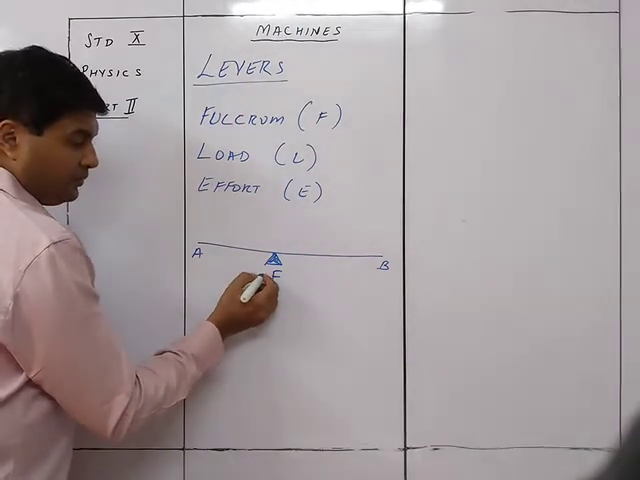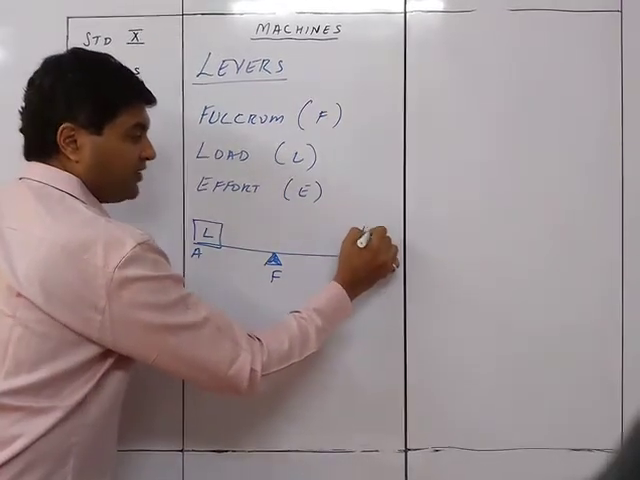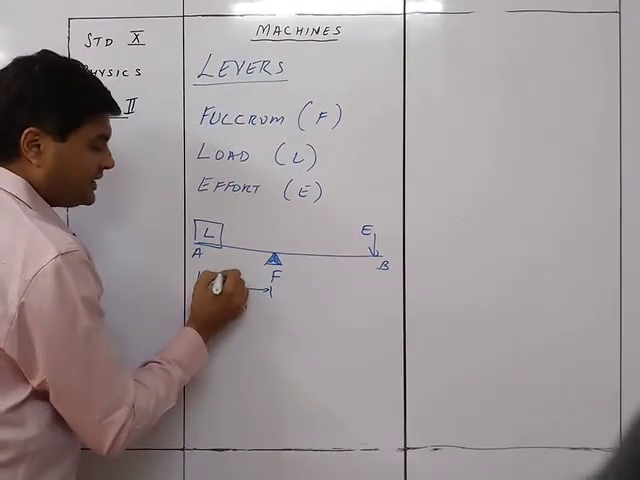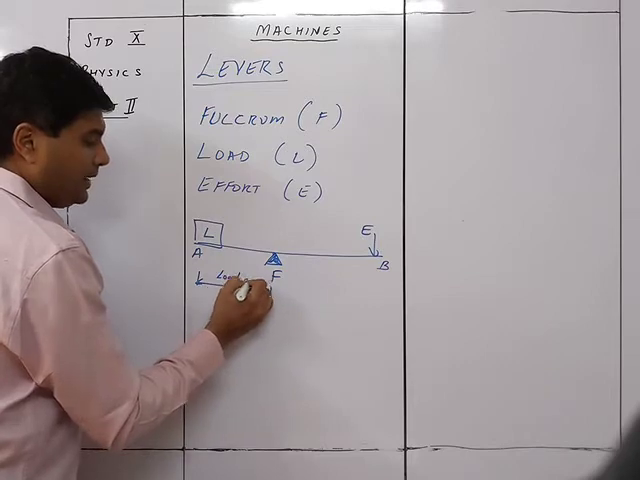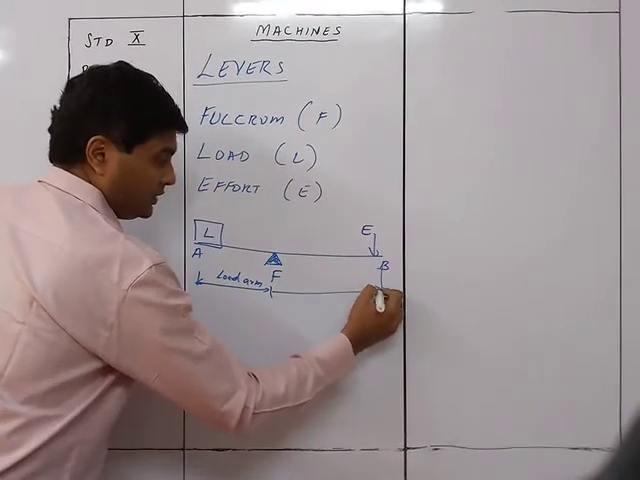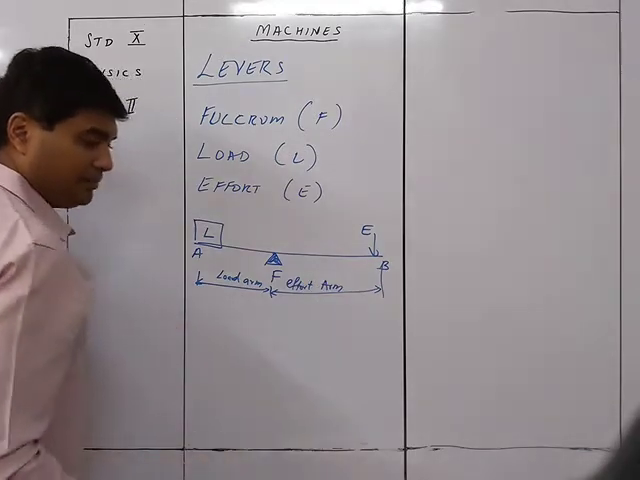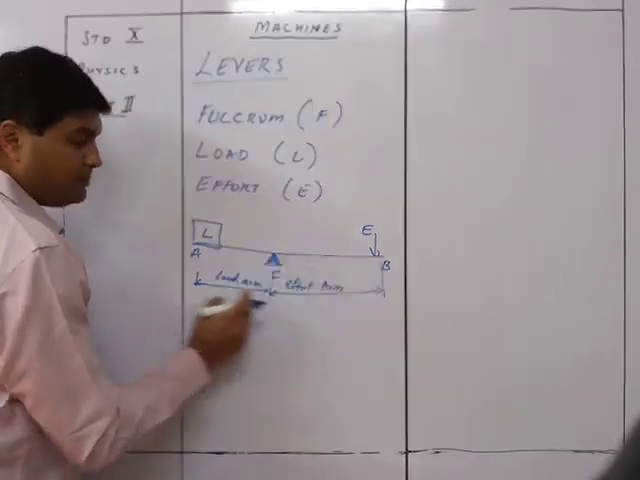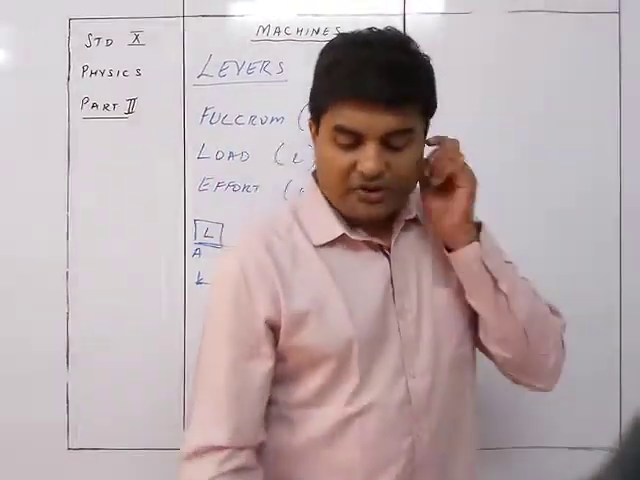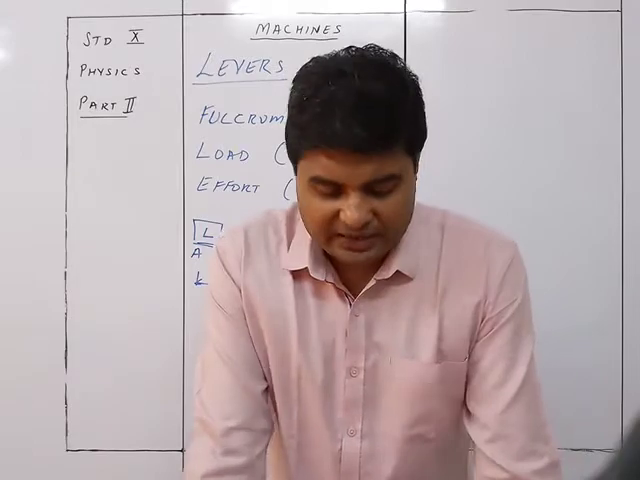Now, if this is the place where the load is going to be applied and this is the place where the effort is going to be applied, then the distance from here to here is called the load arm, and from here to here is called the effort arm. So this is the load arm and this is the effort arm. Now, for an ideal lever, it is assumed that the rod is weightless and there is no friction at the fulcrum.